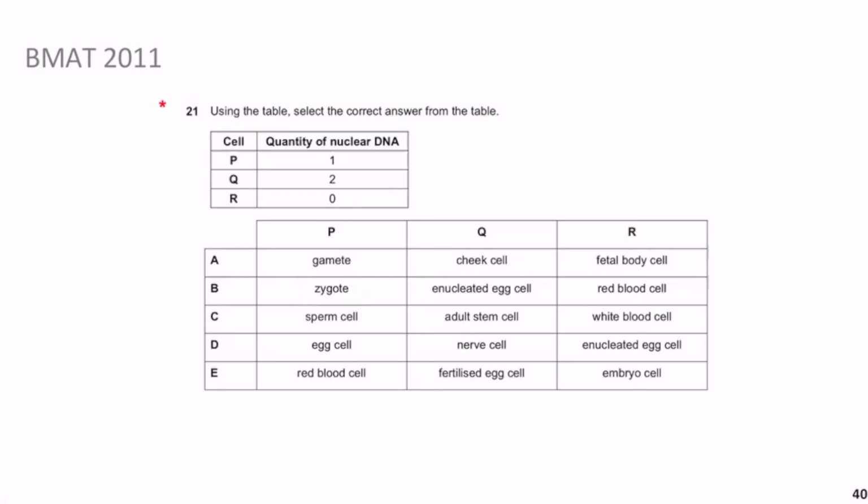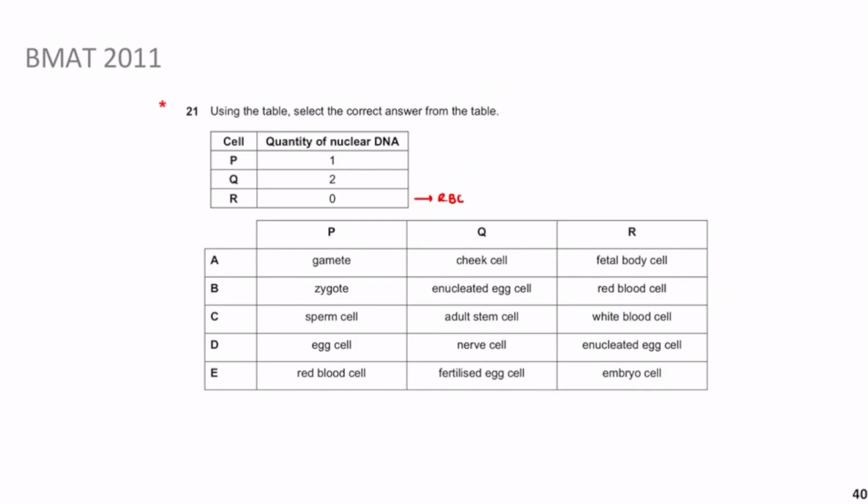So what we have here, guys, we have three different cells, P, Q, and R, and they have different relative quantities of nuclear DNA. So Q has double P, and R has nothing, right? So essentially, guys, for the BMAT, the only cell that has no nuclear DNA, as far as I can think now, is essentially red blood cells, right? Because remember, guys, red blood cells are just a bag of hemoglobin. They don't want to have any internal organelles. They don't want to have any nucleus or DNA because they want to pack in as much hemoglobin as possible to maximize the efficiency of oxygen carriage.